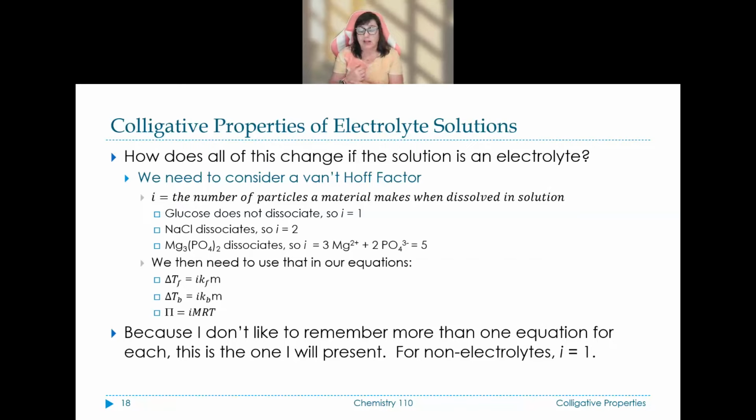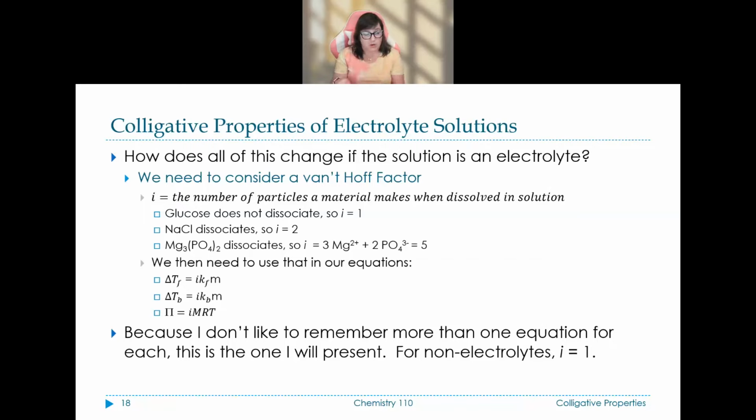Same is going to be true when we look at any other salt. So we need to know how much it comes apart. That coming apart, how many particles we get out of it, is something we call the Van't Hoff factor. It's the number of particles a material makes when dissolved in solution. So glucose dissolves, but it does not dissociate, so its i equals 1.